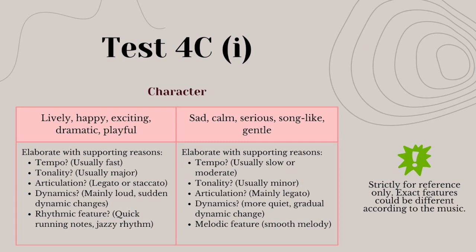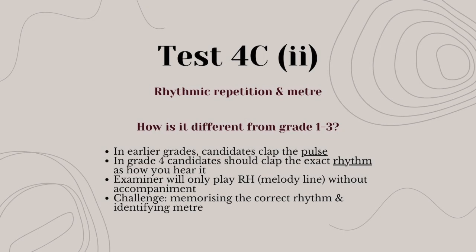And here is a guide to help you differentiate between the characters and some of the musical features. This is strictly for reference, and the exact features could be different according to the music. For the second section, which is rhythmic repetition and meter, it is different from grade 1 to 3 because the earlier grades, the candidates clap the pulse, and in grade 4, the candidates should clap the exact rhythm as how you hear it. The examiner will only play the right hand, which is the melody line without accompaniment. The challenge would be memorizing the correct rhythm and identifying the meter.